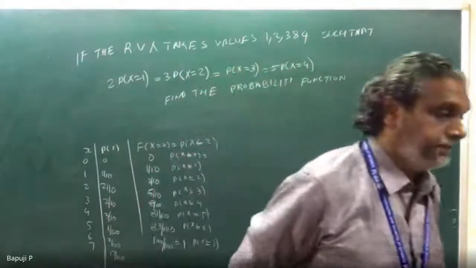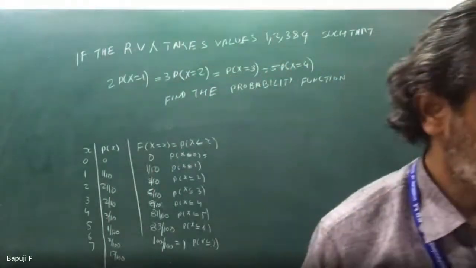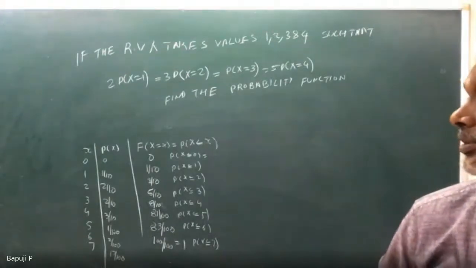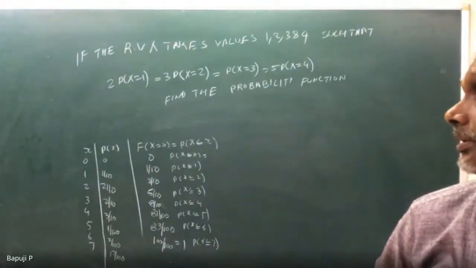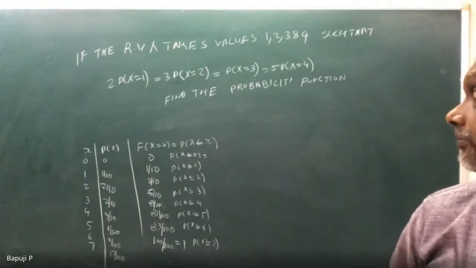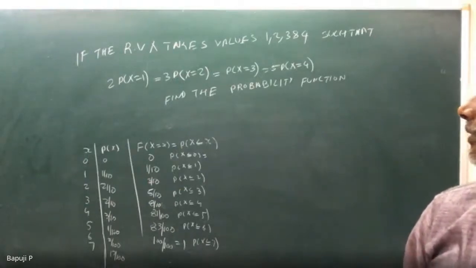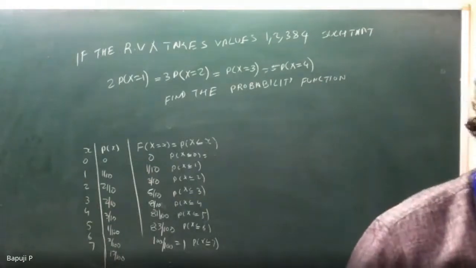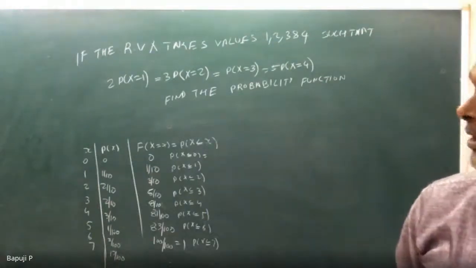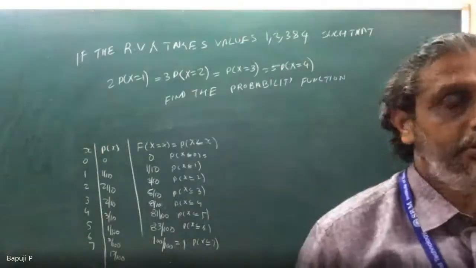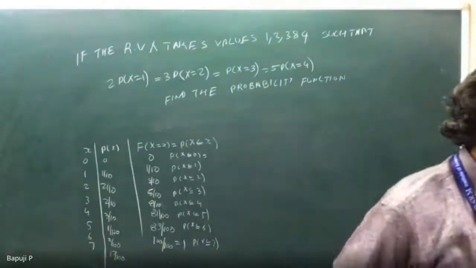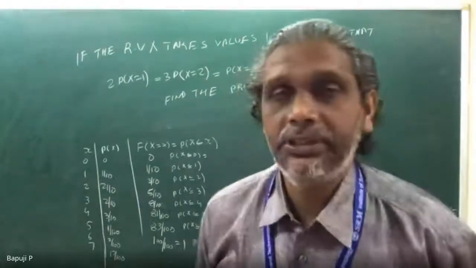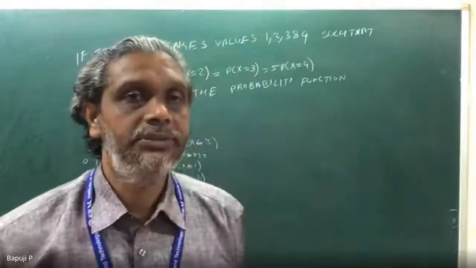This is how we will do. One condition is imposing 2 into P of x is equal to 1, 3 into P of x is equal to 2, P of x is equal to 3, plus 5 into P of x, all are equal values such that 1 is multiplied by 2, 1 is multiplied by 3, 1 is multiplied by 5. Then he is asking for the probability function. X is equal to 1 means what is the probability, x equal to 2 means what is the probability, x equal to 3 means what is the probability, x equal to 4 means what is the probability.